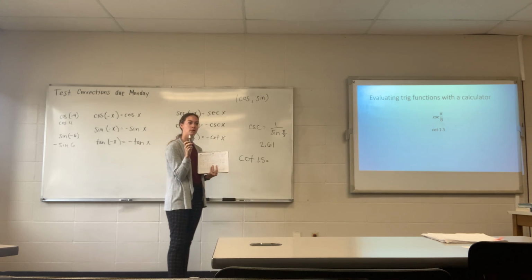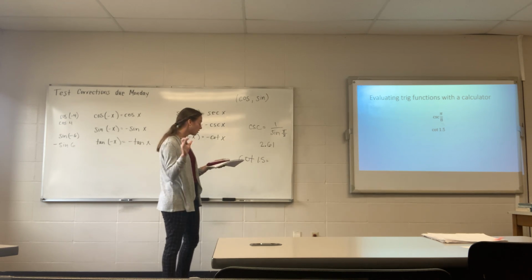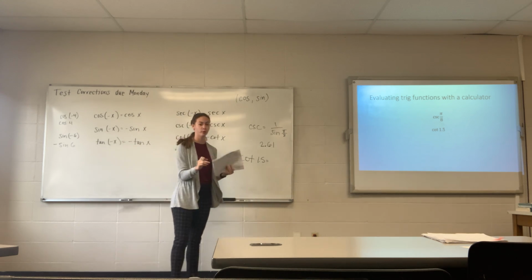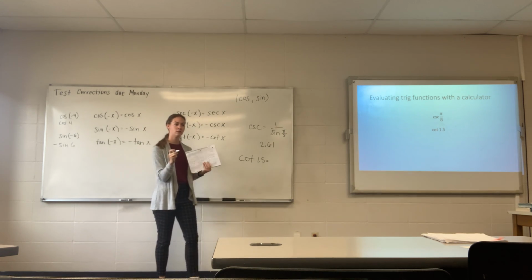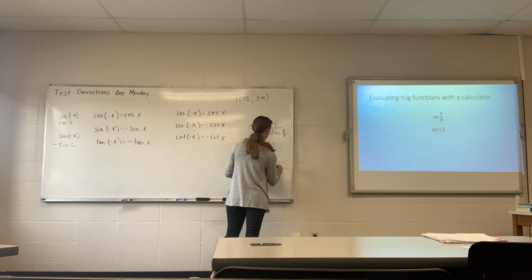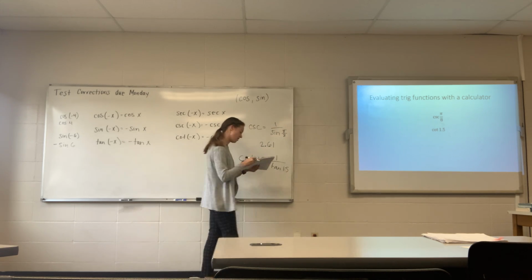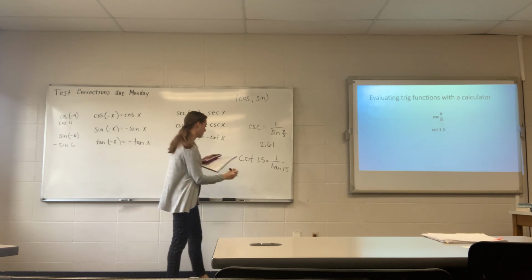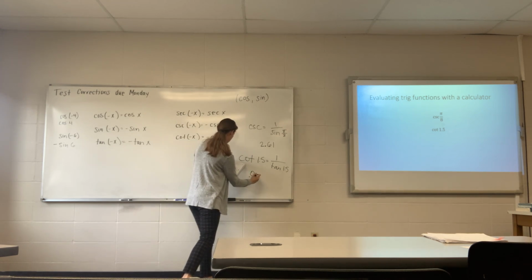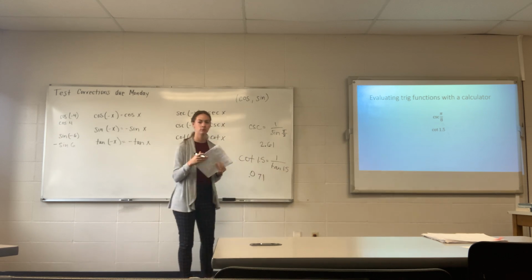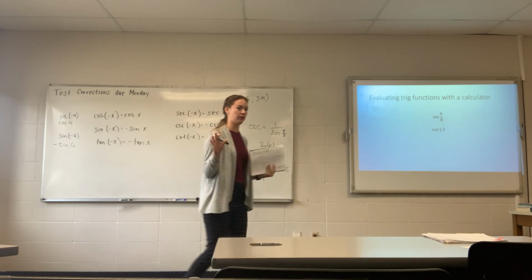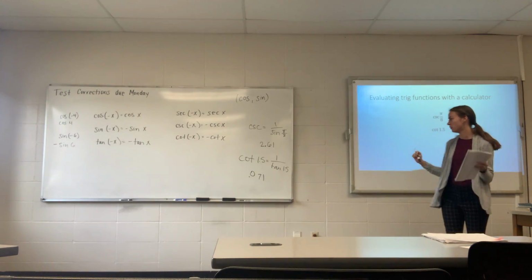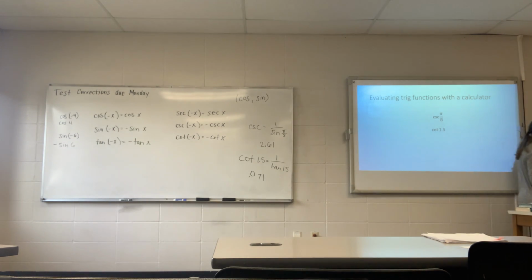How do I type this in, guys? If I'm doing cotangent, what should I be typing in? 1 divided by tan of 1.5. Yeah, 1 divided by tan of 1.5, which gives us 0.071. Everyone okay with the calculator? What did you guys get? 0.071? Okay, we still okay?